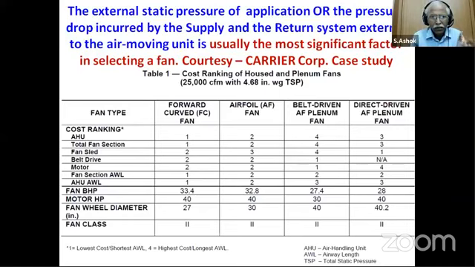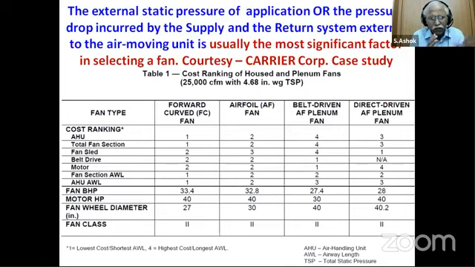So you can see, thanks to Carrier Corporation, this is a case study from Carrier only, where it is a 25,000 CFM blower. The motor is 30 kilowatt, and the brake horsepower on the blower shaft that is required or demanded by the blower.